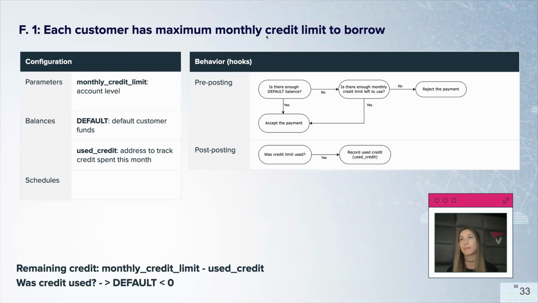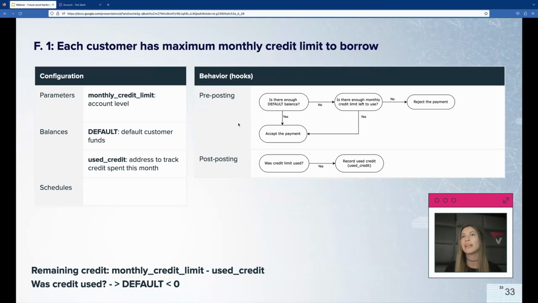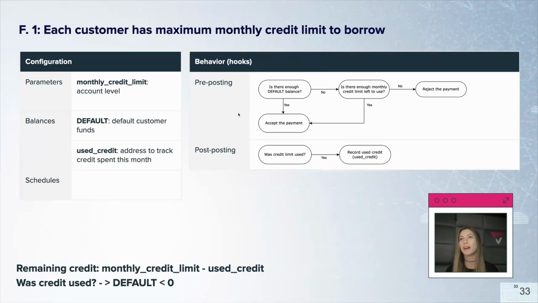And if we are talking about the implementation of this logic, we are moving on to the behavior implementation, which is the hooks or the functions of the smart contracts. The first hook that we are going to implement now is called the pre-posting hook. The pre-posting hook tells me what should happen immediately before accepting the payment to the account. And its purpose is to evaluate, if there is a payment currently incoming to the account, if I should accept it or if I should reject it.